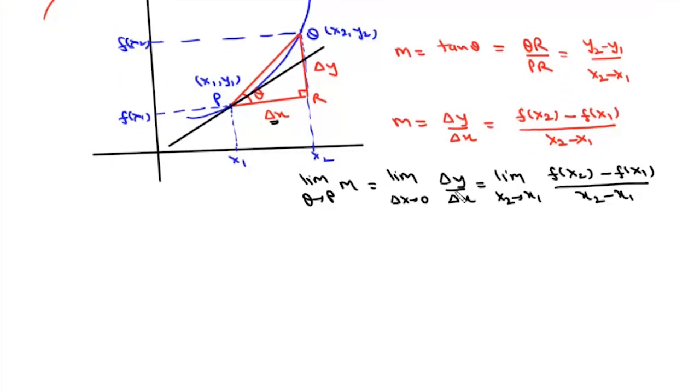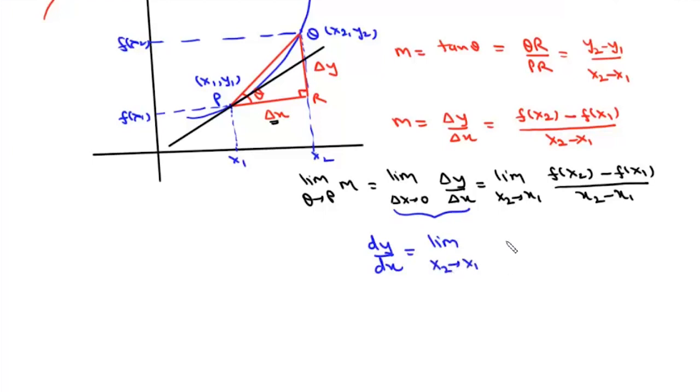Now there is another way to look at delta y upon delta x. It is the rate of change of y with respect to the rate of change of x. It is expressed as a derivative, and we write this as dy by dx. Graphically, this dy by dx represents the slope of a tangent, and it also represents the instantaneous rate of change of y with respect to x at this point P.